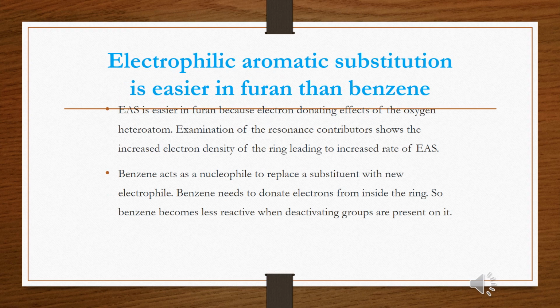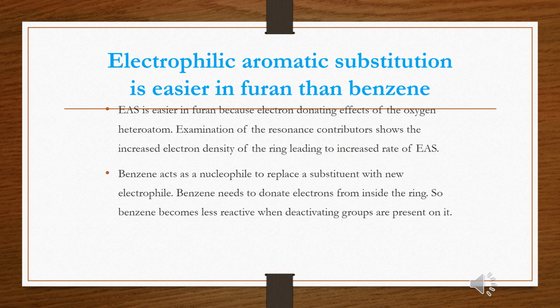In electrophilic aromatic substitution, why is it easier in furan than benzene? It is easier in furan because of the electron donating effects of the oxygen heteroatom. It is attracting electrons towards itself as well as donating also. Examination of the resonance contributors shows the increased electron density of the ring. Because there are more electrons available on the ring, they attract more electrophiles, and that is why electrophilic aromatic substitution takes place more easily.